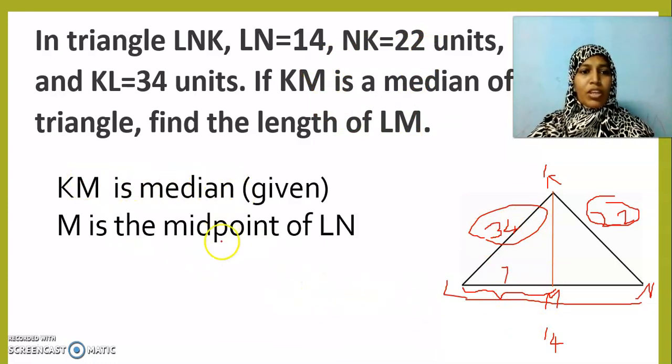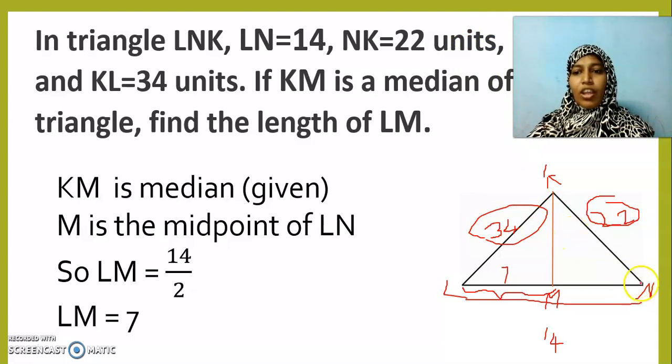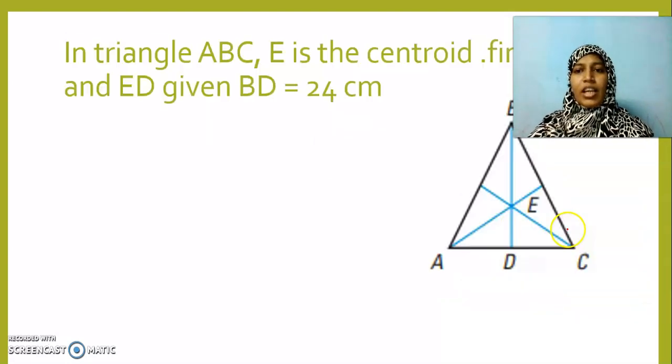Here KM is the median, M is the midpoint of LN, therefore LM is half of 14, which is 7 centimeter or 7 units. Whatever unit is given there. Is it clear, my dear children? If they give you NO as median, O is the midpoint. You should understand and do it.